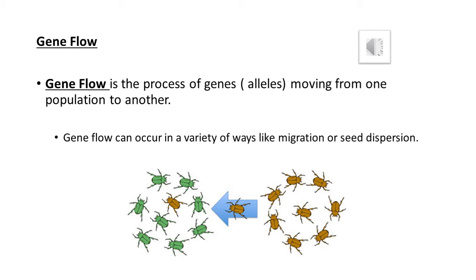Here in this lesson, we are going to talk about factors that lead to evolution or a change in population. Number one, gene flow. Gene flow is the process of genes or alleles moving from one population to another by moving of members from one place to another place, like migration or seed dispersion.